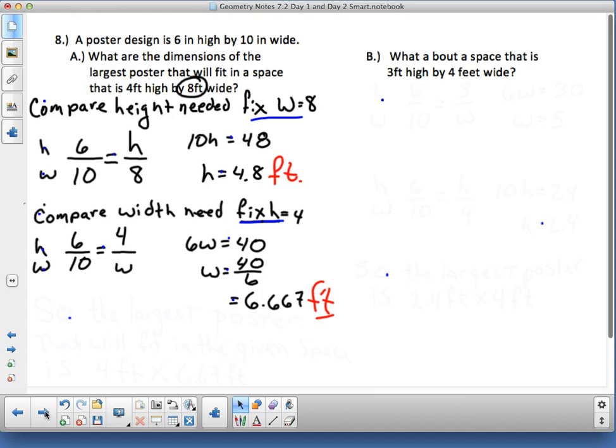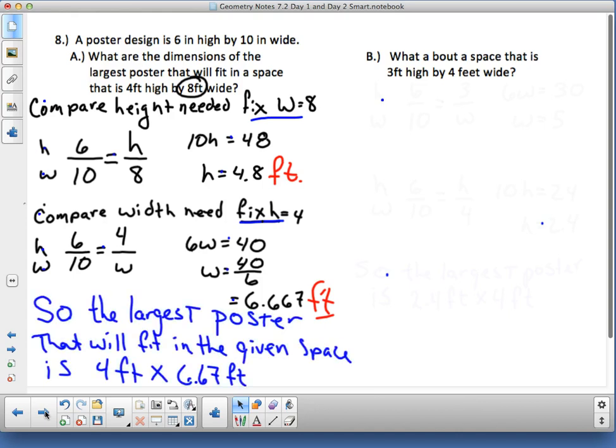I've got a word problem, so I should have a word answer. So what does this mean to me? I can take my 6-inch high by 10-inch wide design and blow it up to fit in a space that is 4 feet high, 6 2/3 feet wide. Based on my findings, I can do that. I couldn't put it in the space above with an 8-foot wide space because it would have been too big. I would have had to peel it off, and it wouldn't have been the pretty design that I made initially.